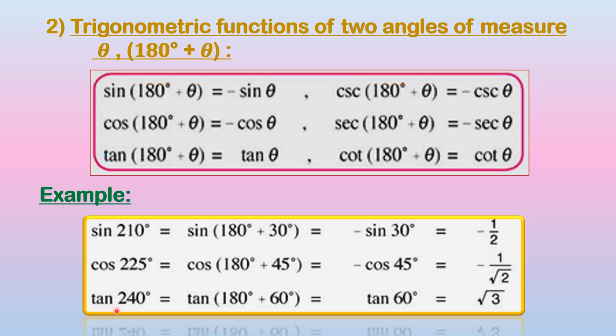The last one is tan 240 equals tan 180 plus 60. Tan is positive in the third quadrant, so it will be tan 60, which equals square root 3.